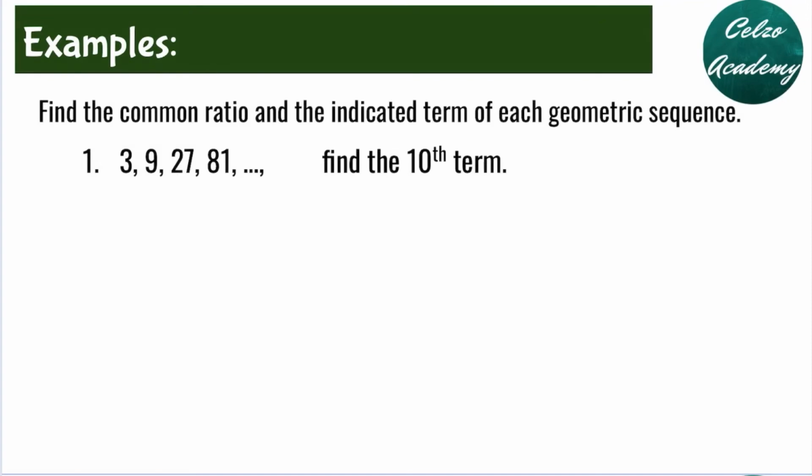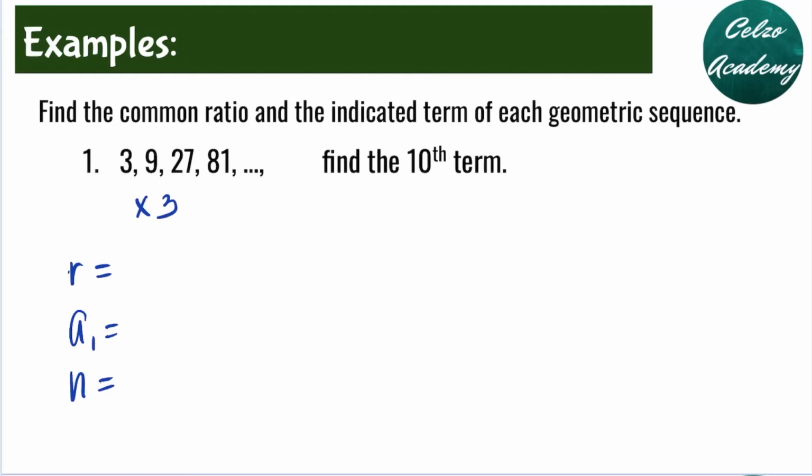Question number 1. Find the common ratio and the 10th term of the geometric sequence 3, 9, 27, 81, and so on. In solving for the nth term, we need 3 things: the common ratio r, the first term, and the value of n. What do you think is the pattern in this sequence? The pattern here is multiplying the previous term by 3 to get the next term. 3 times 3 is 9, 9 times 3 is 27, 27 times 3 is 81.